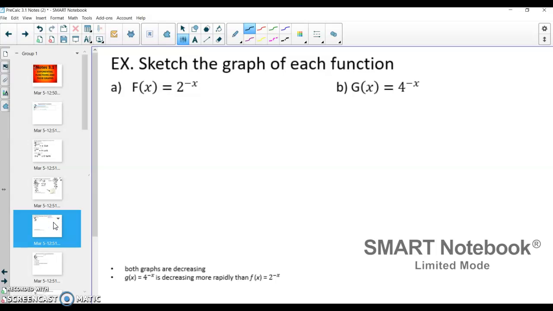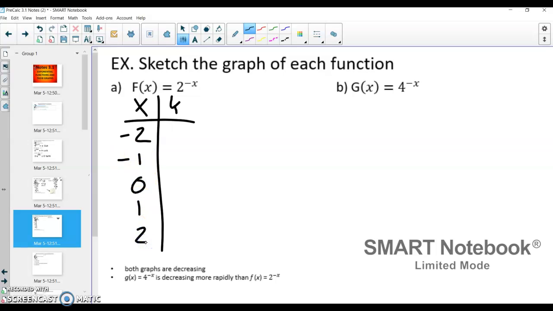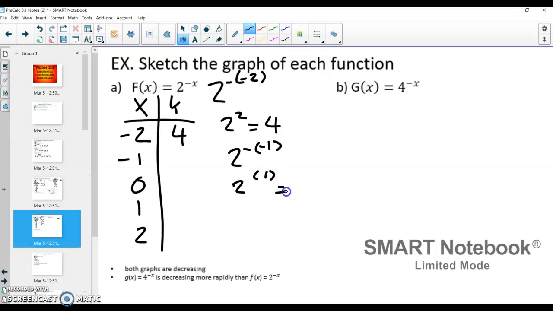Okay? Let's see what happens with a negative exponent here. Same kind of things. XY tables. You have negative 2, negative 1, 0, 1, and 2. But this time you'll have 2 raised to the negative negative 2, which is going to give you 2 raised to the 2, which is 4. And you'd have 2 raised to the negative negative 1, which is 2 raised to the 1, which gives you 2. So then this is 1.